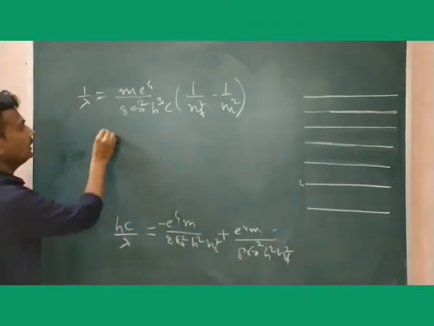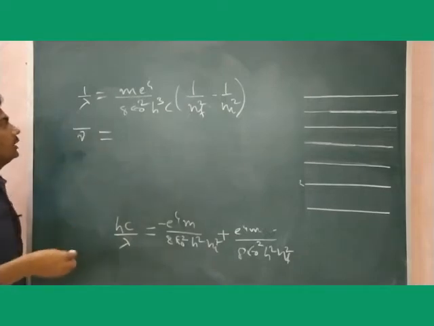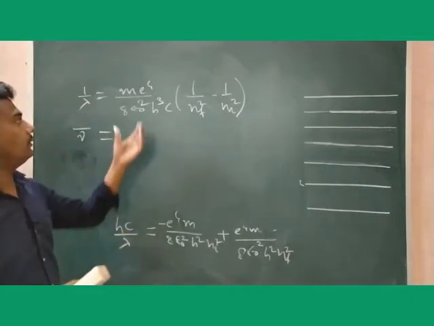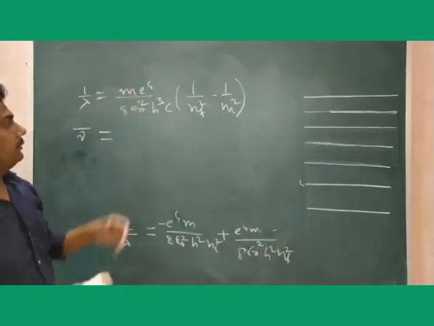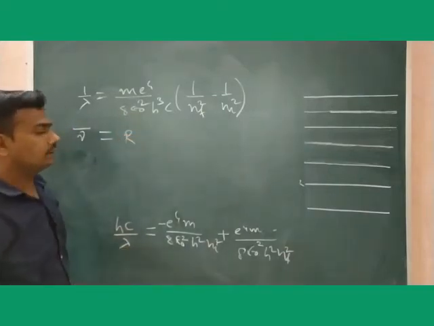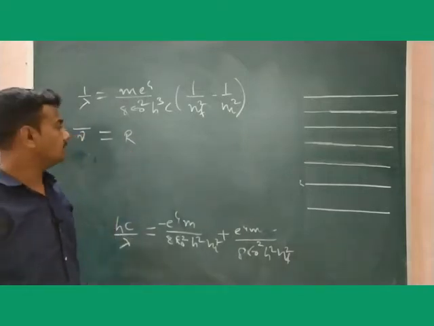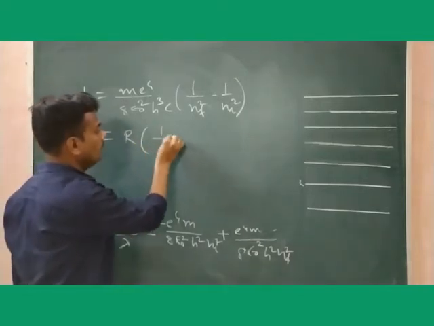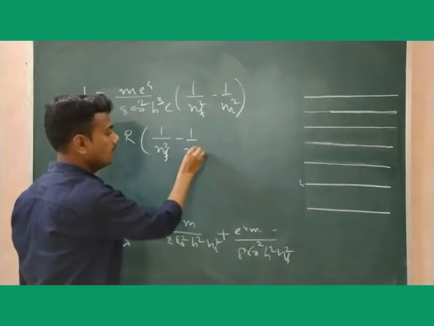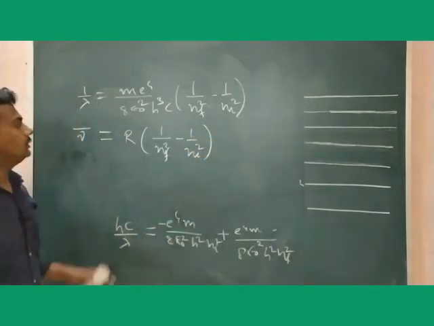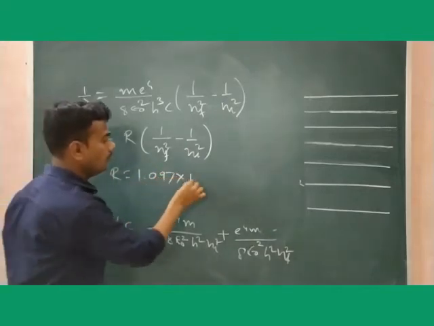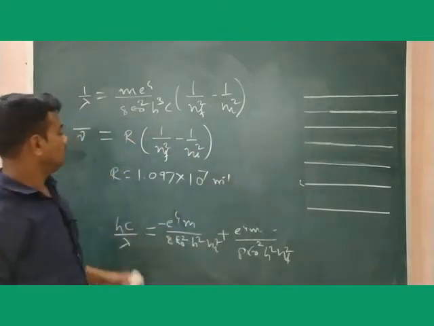Okay, so this quantity 1 by lambda is called the wave number, the reciprocal of wavelength. If you substitute all the values of the mass of electron, charge on electron and so on, then instead of all this I can write some constant, which is known as Rydberg's constant, R. It is given by 1 by nf square minus 1 divided by ni square. So this R has a value equal to 1.097 into 10 to the power plus 7 per meter.